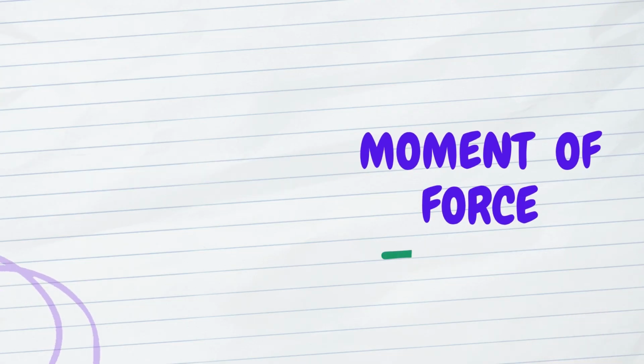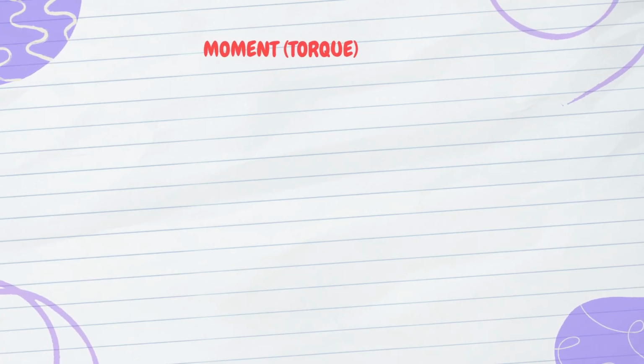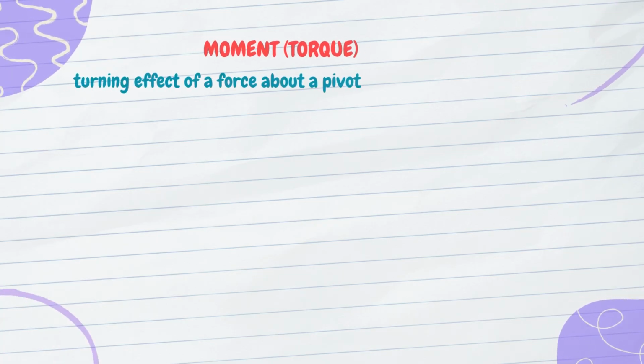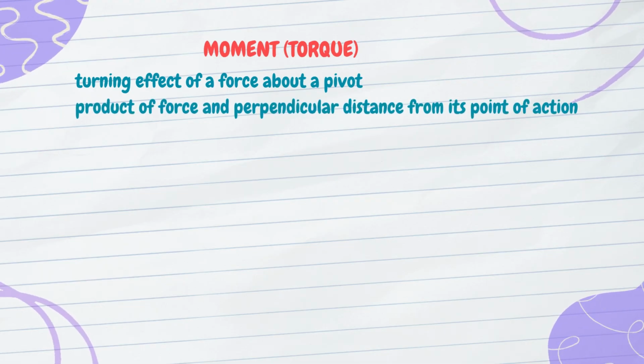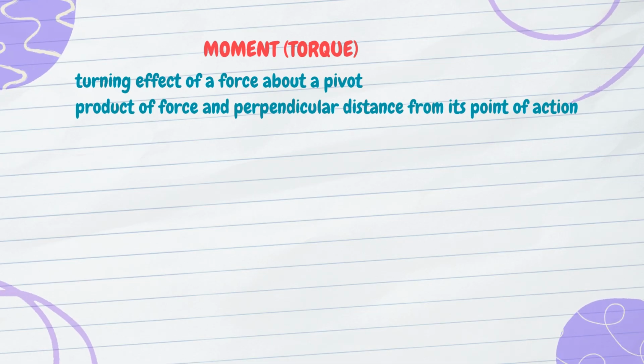Let's break it down. Moment of force is also called moment or torque. Moment of force is defined as the turning effect of a force about a pivot. It is also defined as the product of force and perpendicular distance from its point of action.